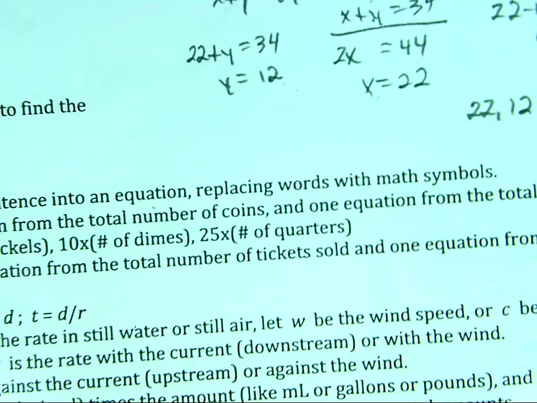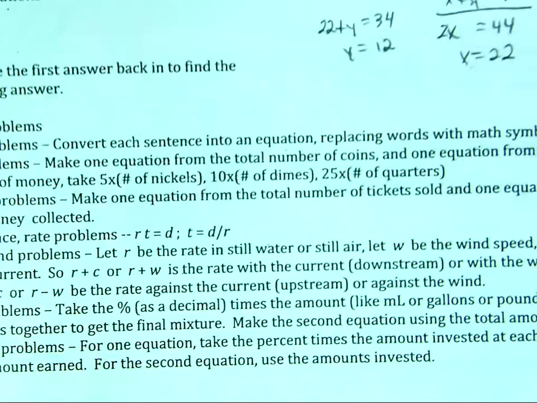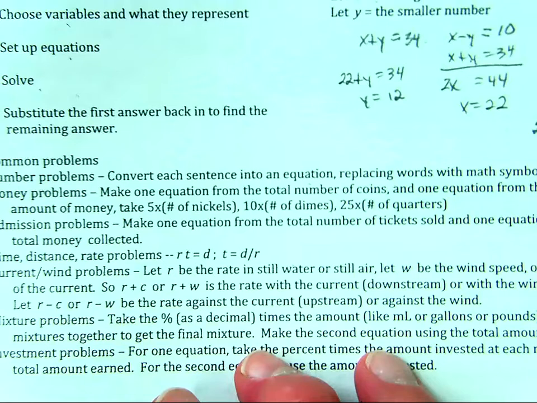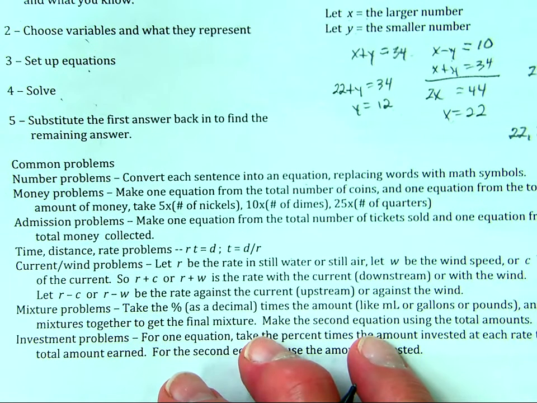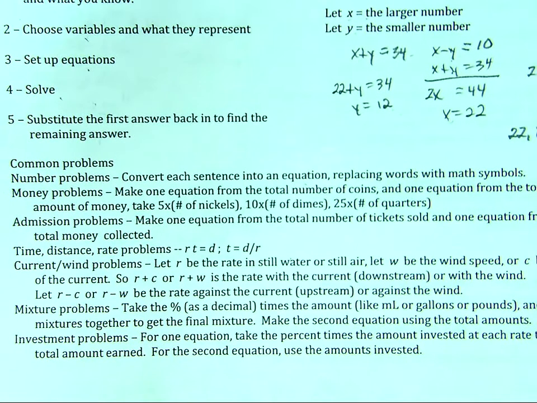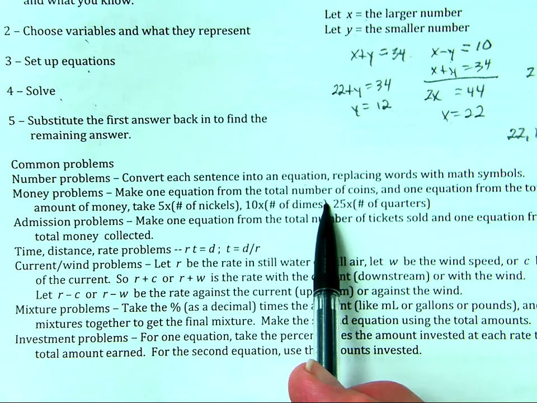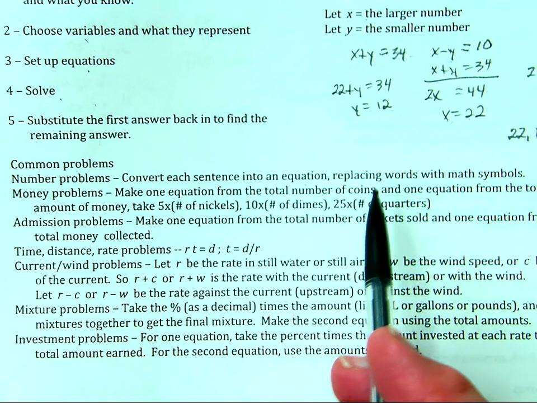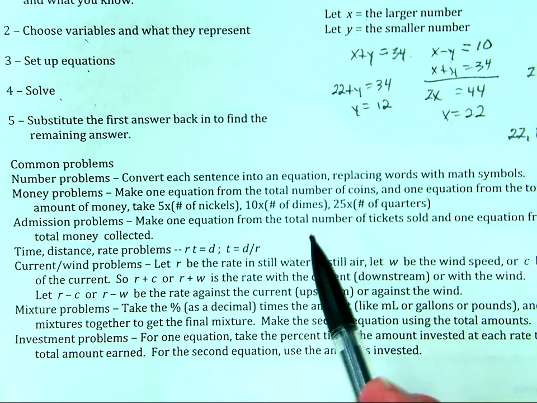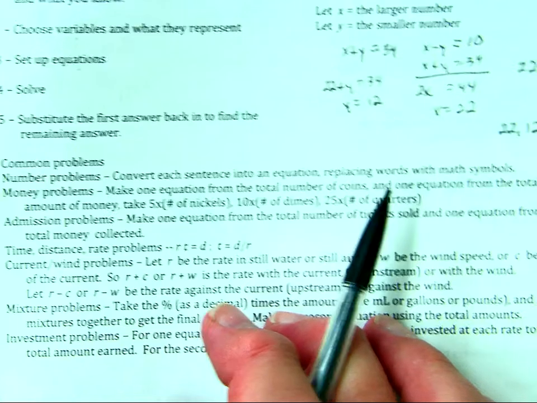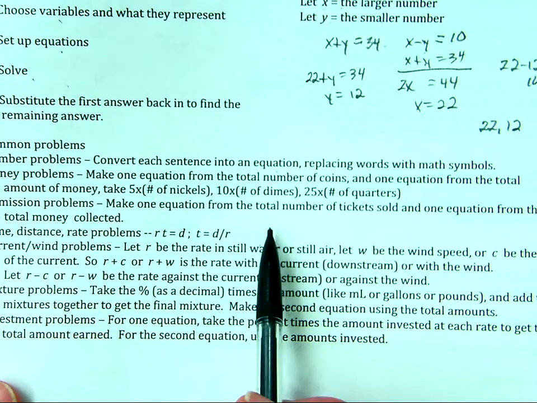Some other possible ones: money problems. Like if you have a bunch of coins in a jar, they tell you the denominations of the coins, say how many nickels and how many dimes make this much money. Usually you have one equation that's the total number of coins. The other equation is the value of each one of them, to match your total amount of money. Then you have admission problems.